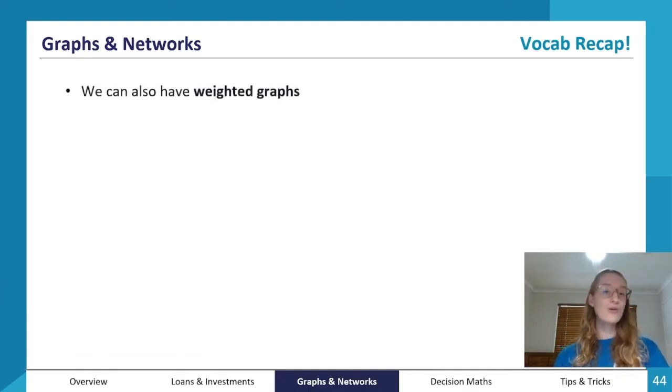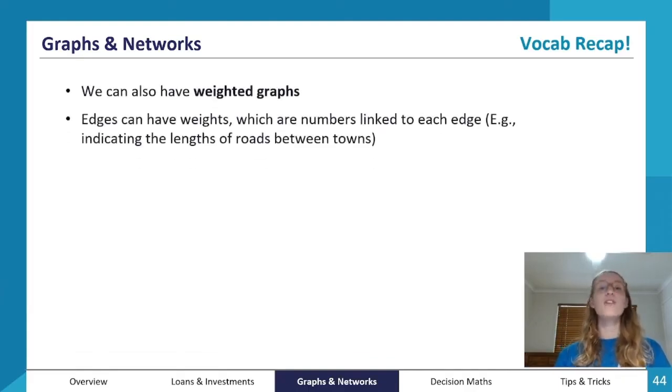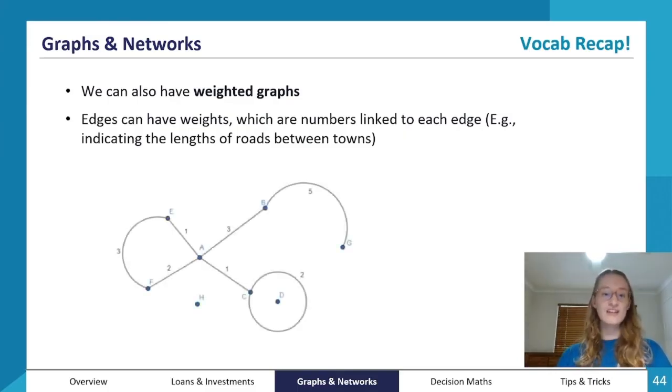So another type, we can also have weighted graphs. That's when an edge has a weight associated with it, or a number linked to each edge. And that number could represent a different thing depending on the graph. It could represent the number of liters that could flow through a pipe. It could represent the number of cars, of traffic that could pass through a certain area. It could indicate the road length in kilometers. These weights have a meaning or an association in the network.